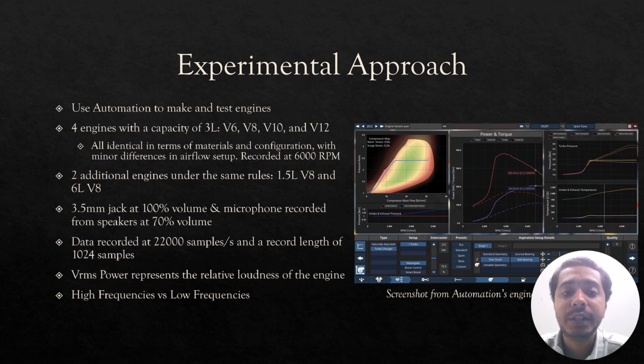Each engine was simulated running at 6000 RPM to replicate high load performance conditions. I recorded the audio in two ways. First, through a 3.5mm jack at 100% volume to capture digital signal output, and the second through a microphone placed near the speaker at 70% volume to replicate real-world acoustic recording. All the data was sampled at 22,000 samples per second with a total record length of 102 samples. The VRMS, the power values, essentially a measure of the signal strength, were used as a proxy for perceived loudness.